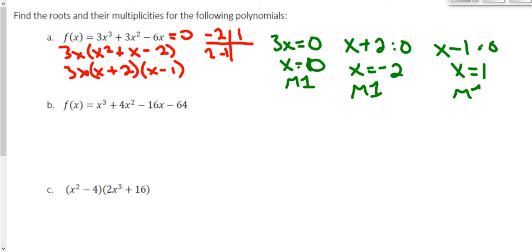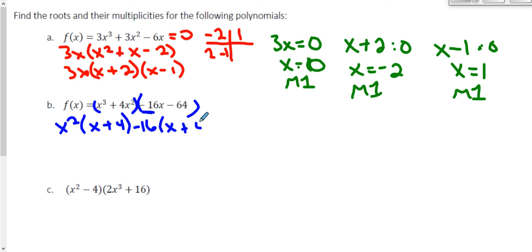Problem 2 has no GCF, and it has 4 terms, so I'm going to have to go ahead and factor by grouping. My first group has a GCF of x squared, so x squared times x plus 4. My second group has a GCF of negative 16, and when I factor it out, I get x. This negative 64 divided by negative 16 gives me plus 4. Now, since these match, I can move them to the front, x plus 4, and the x squared and the negative 16 become their own factor.